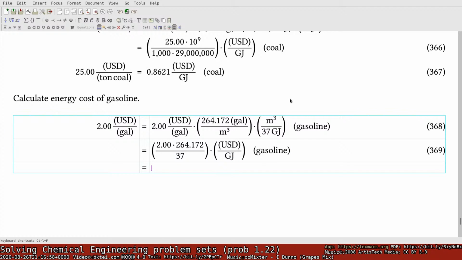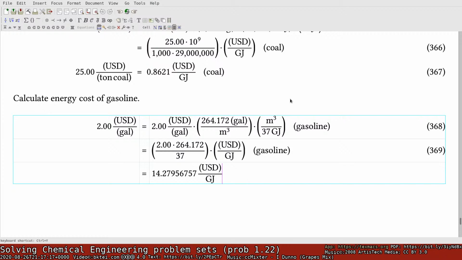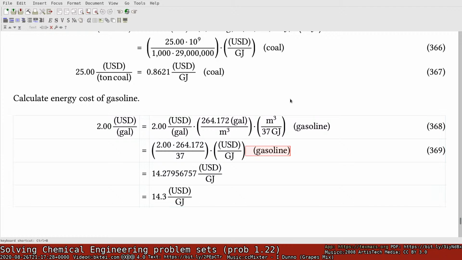Okay, this comes out to be 2 times 264.172 divided by 37, which is 14.27956757, which will reduce down to 3 sig figs. 14.3. Add in gasoline.